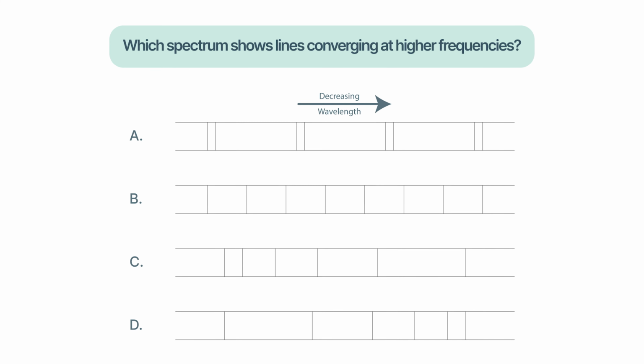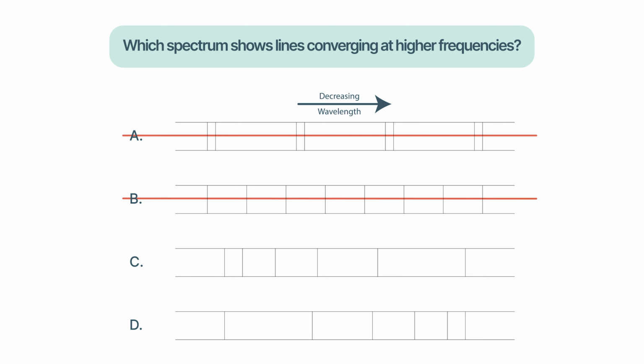In this question, we are asked to identify which emission spectrum shows lines converging at higher frequencies. Straight away we can rule out A and B, as neither of these spectra show convergence. We are told that moving to the right, the wavelength is decreasing, which of course means that the frequency is increasing as we move to the right. We are therefore looking for convergence on the right side of the spectrum, which of course means D is the correct answer. Stay tuned to see the next video on spectra, where we will look at how electron arrangements in atoms explain these patterns of lines that we see in emission and absorption spectra.